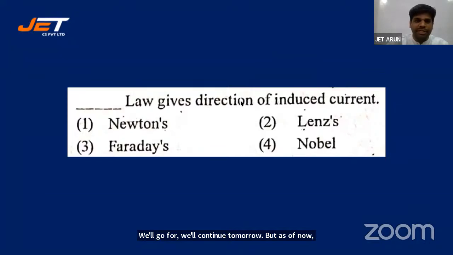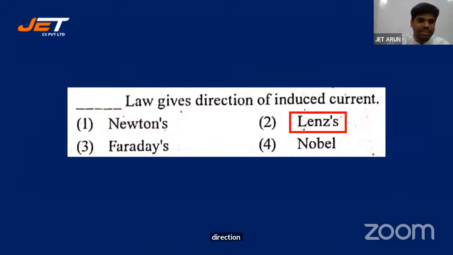Which law gives the direction of induced current? Newton's law, Lenz's law, Faraday's law, Nobel's law. There's nothing called Nobel's law, students. Excellent, I'm getting consistent and faster responses. Direction of induced current, students, not the EMF induced, not the magnitude, only direction. It's Lenz's law, students. Faraday's law tells you about the EMF induced. Lenz's law will tell you the direction of the induced current. All right, let's go for the next one.